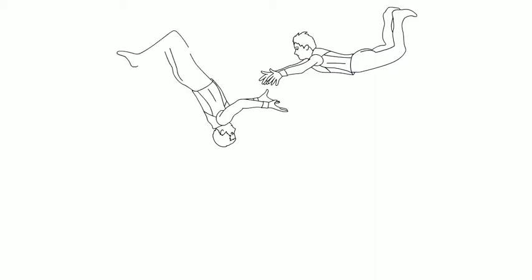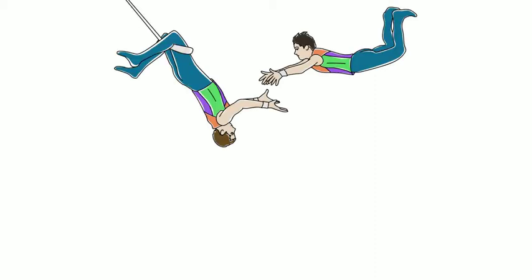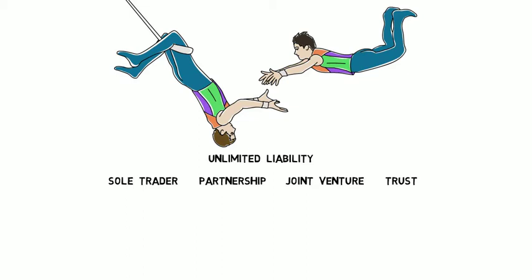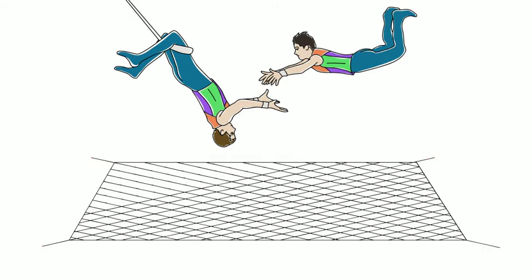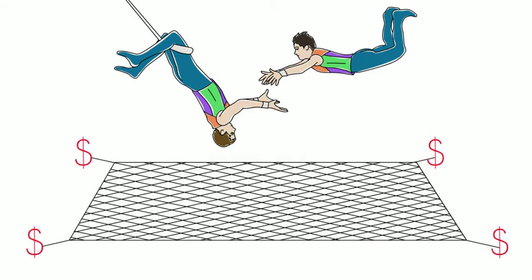Company law covers the way in which companies are different from other types of business structures, such as sole traders, partnerships, joint ventures, and trusts. The course highlights features unique to companies, such as limited liability and perpetual succession, which means the ability for companies to live forever. So, what then is a company?